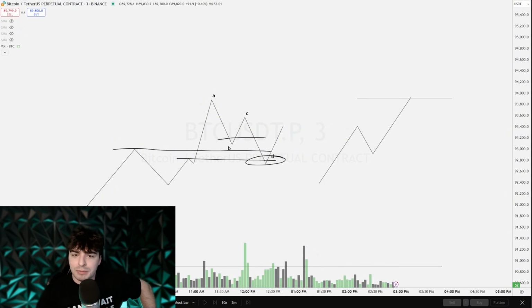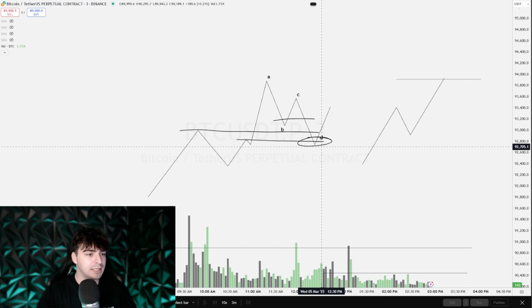What time frame do you use for the ABCD pattern? Any time frame. Any time frame works. It works in all charts. So let's take a look at an example.